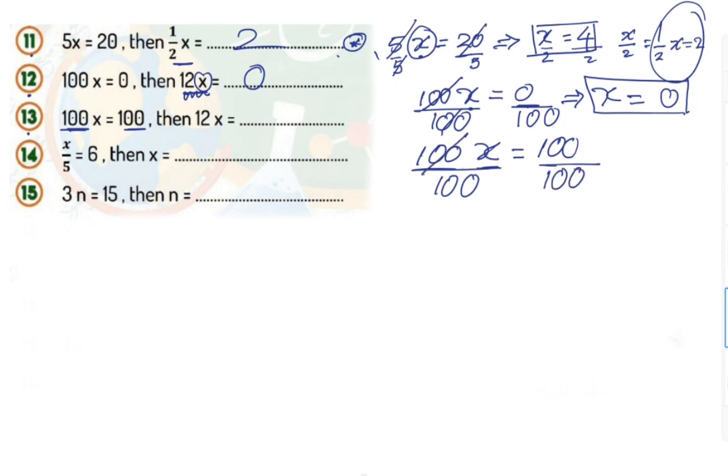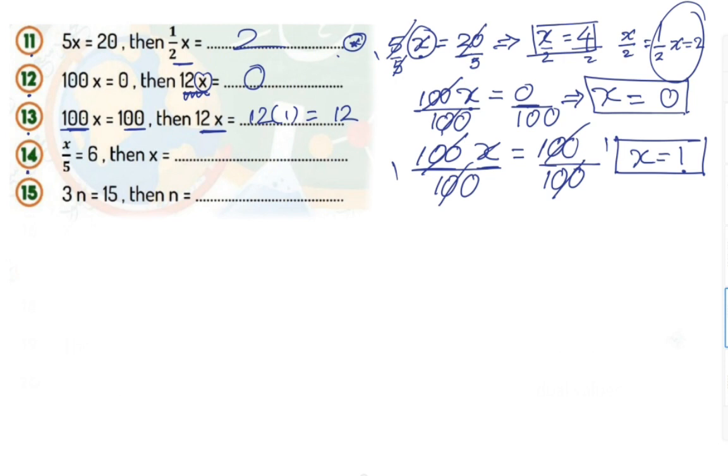100 over 100 equals 1. So the value of x is 1. But he asked us for the value of 12x. I know the value of x is 1. 12 times 1 equals 12. So the end answer will be 12.